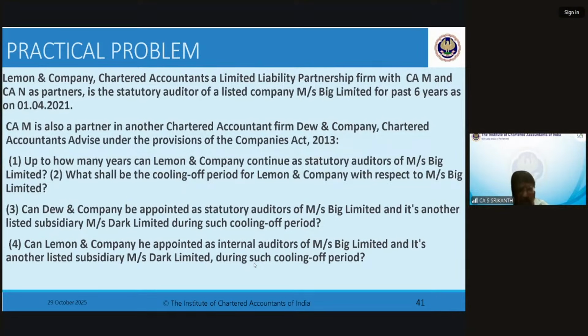In the current scenario, your firm is being appointed by one company for 5 years. That's all. No grace, nothing. If you had been an auditor at the time of commencement of the Act, only then grace. I hope you understand. So if your firm is going to be appointed now, it is 5 years, and another 5 years if you want. That's all. Clear?